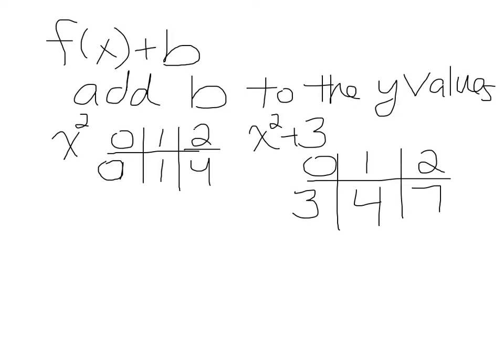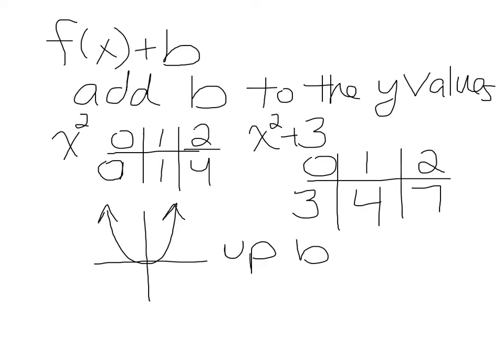Now if you're given the graph, the parent function graph for x squared, of course, we know looks like this from our daily quizzes. If we're adding to the y value, remember y runs vertically, so we are going to go up b. Whatever that value is, we will take that graph and just cut it out, and move it up. So it would look like this. So we moved it up 3.